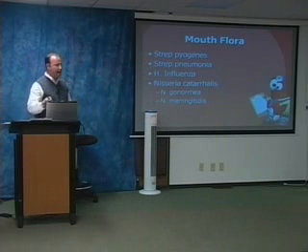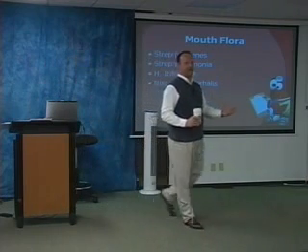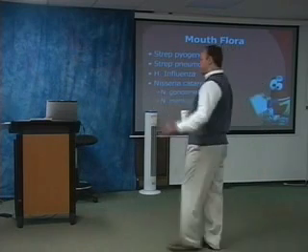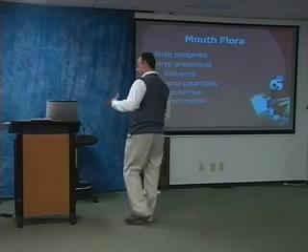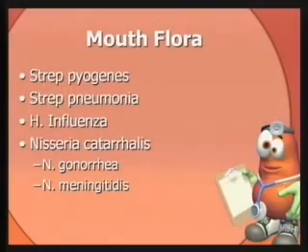Now, in the mouth flora. Remember, folks, I'm just telling you what's in these different areas. We're going to go through all of these individually. We're going to break them down. So I'm just giving you a run through what's in certain areas of the body. So in the mouth, I have strep pyogenes. Strep pyogenes itself is group A, beta hemolytic strep, rheumatic fever.